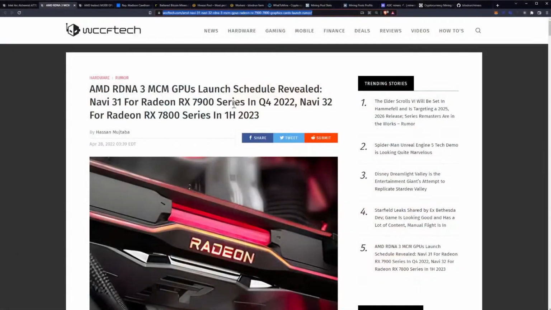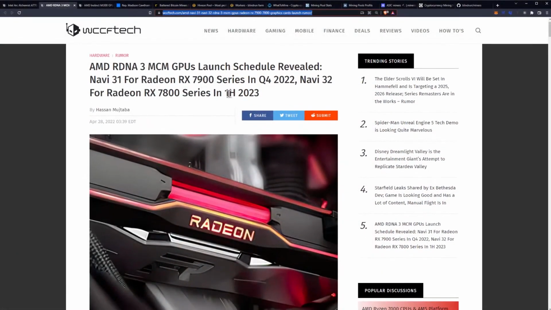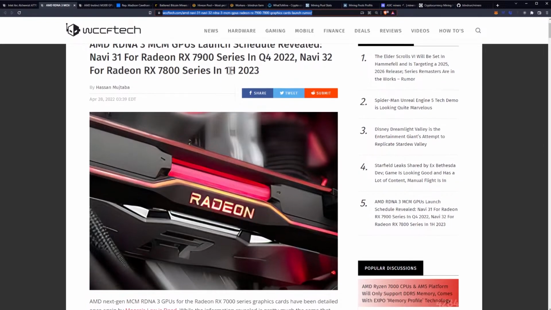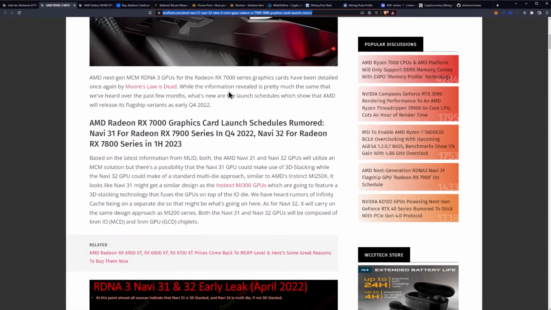All right, so let's go ahead and get into it. RDNA 3 multi-chip module GPU's launch schedule is revealed. Navi 31 for the 7900 series in Q4 of 2022. Navi 32 for the 7800 series in the first half of 2023.